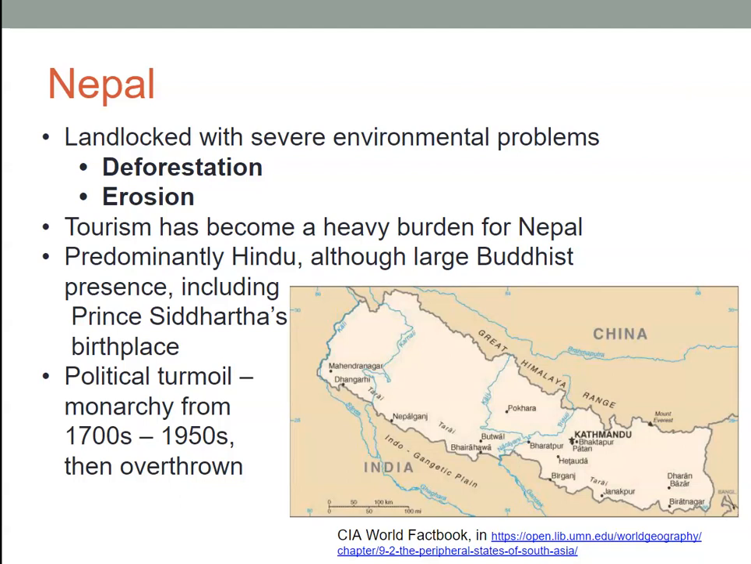It's predominantly a Hindu country. There is a large Buddhist presence. In fact, Prince Siddhartha, who originated the Buddhist religion, was born here in Nepal. Something interesting here: Nepal was a monarchy up until the 1950s. And when that monarchy was overthrown, that uprising served as a great warning for their neighboring country of Bhutan.